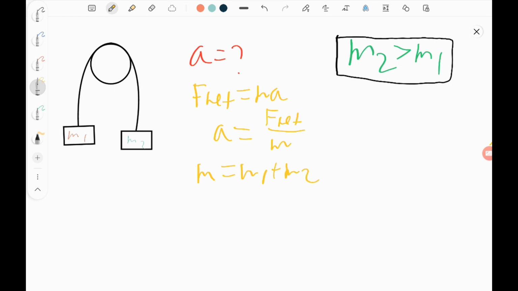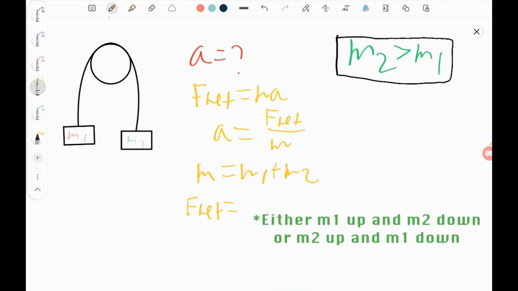Now, what is the net force acting on the system? So what is F net equal to? The first question is, what is the direction of the acceleration of both blocks? And looking at this diagram, we can see that it's based on whichever block is heavier, the blocks will accelerate either this way or this way, depending on which one's heavier.